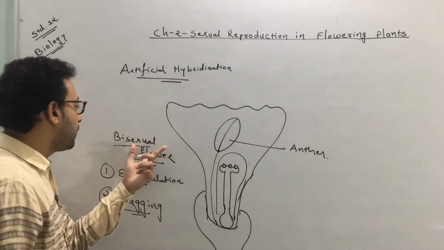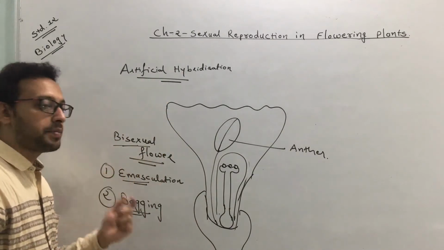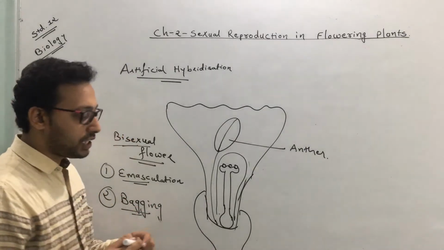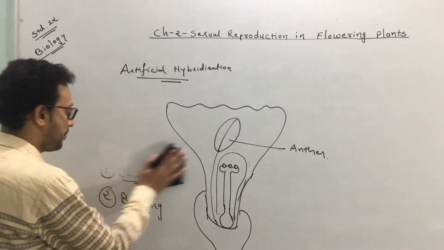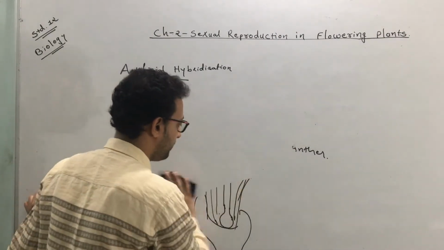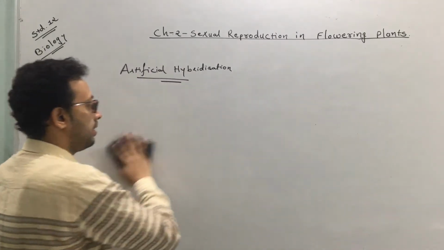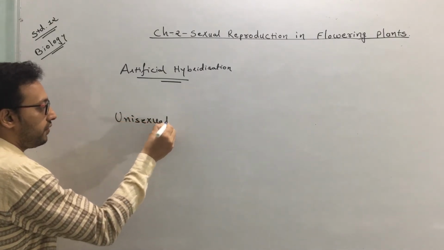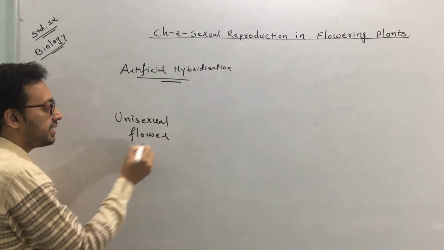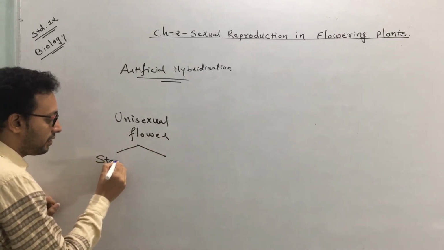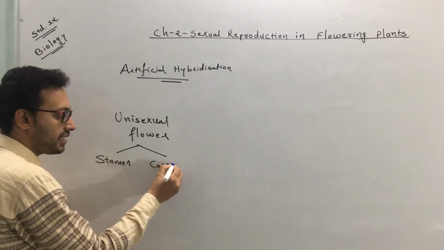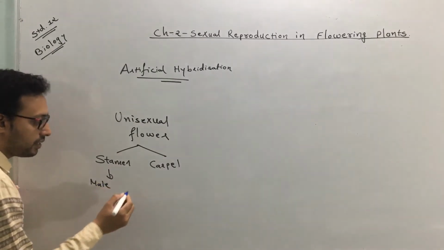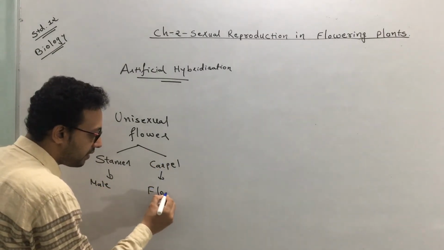So in a bisexual flower, two techniques are performed for artificial hybridization: emasculation, and the second one is bagging. Now what do we perform in a unisexual flower? Now it is the turn of the unisexual flower. You know the unisexual flower? A unisexual flower possesses either stamen or carpel, that is, only one of these organs is present. If it possesses stamen, we consider it a male flower. If it possesses carpel, we call it a female flower.